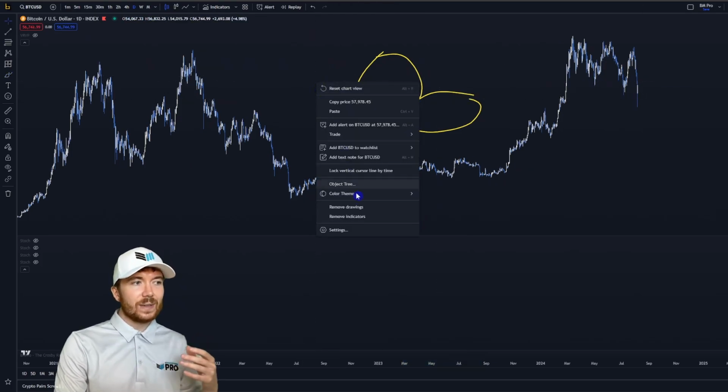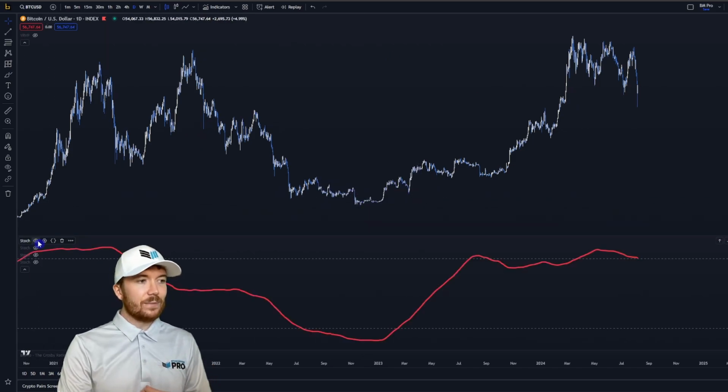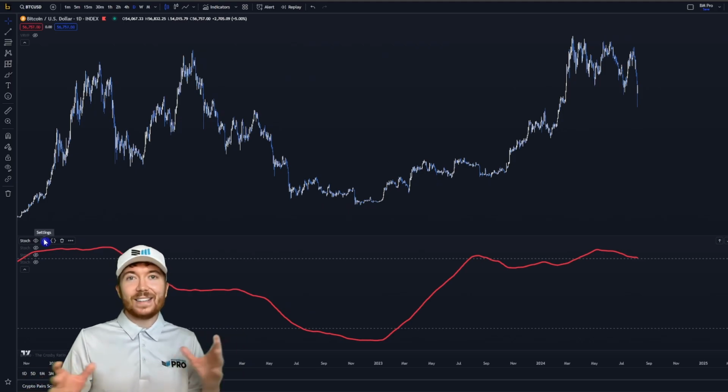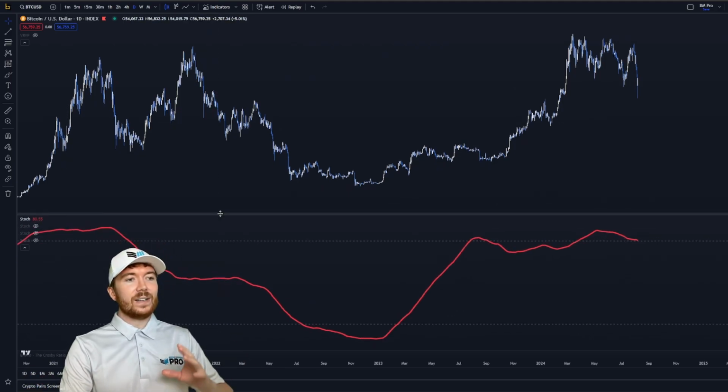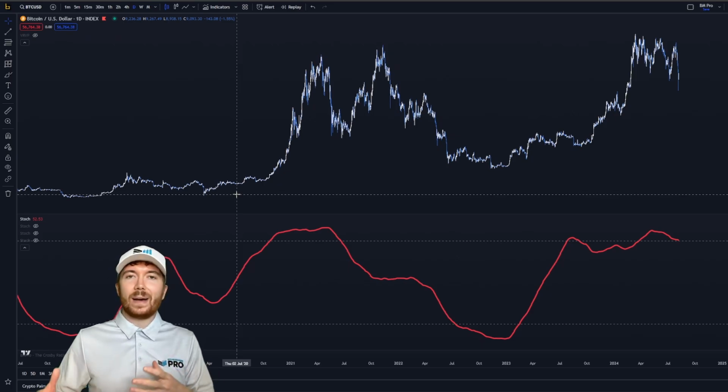Another way to easily visualize what I'm really looking for when it comes to my investments is if I add on these stochastics. These are just a visual example. This isn't anything to do with my strategy. But if I view the market in this way, it gives me a clearer example of how I manage my own investments.